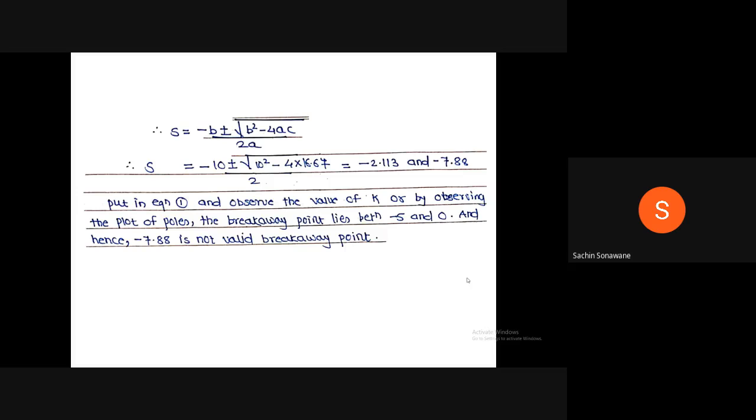Therefore we have to find out the roots of this quadratic equation. We are getting s is equal to minus 2.113 and minus 7.88. Now of these two values, we have to select only the one which lies in the root locus region. Therefore this minus 2.113 lies in the root locus region, so we will consider minus 2.113 as the breakaway point, because this minus 7.88 lies in the no root locus region.